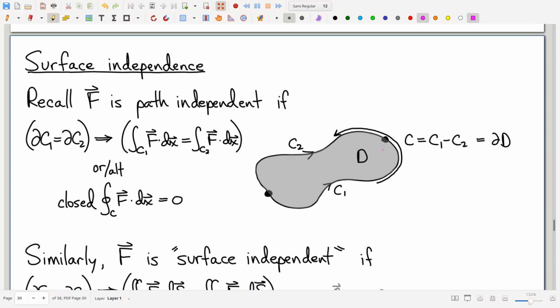Okay, here's another analogy. This is one of my favorites. I think this is one of the most underappreciated ideas in multivariable calculus. Most textbooks don't even cover this, including ours, as I recall.